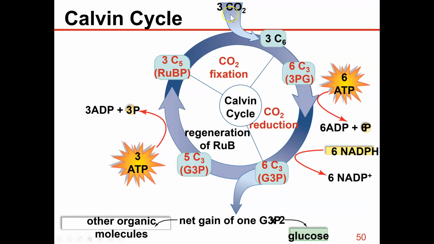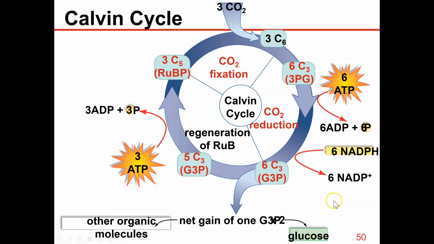Here we have 3 carbon dioxides being released. So each of them is donating 1 carbon. Each of them will bind to a 5-carbon molecule, and this 5-carbon molecule is known as RuBP. RuBP bound to this carbon produces a 6-carbon intermediate that is very unstable. It immediately breaks down into 2 3-carbon molecules called phosphoglycerate. These are then going to be reduced to glyceraldehyde 3-phosphate. And when you have 2 glyceraldehyde 3-phosphates, you can produce a glucose.